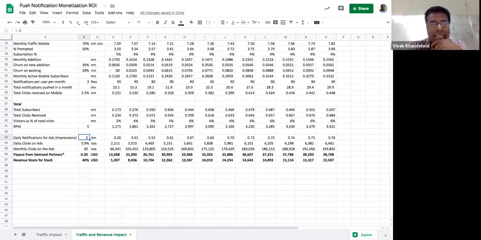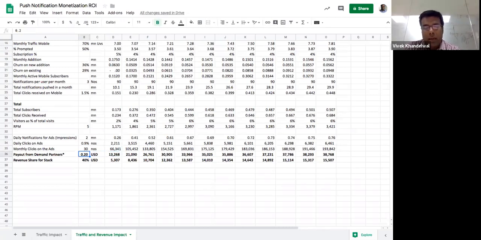Now, at 2 daily notification ads a day, you're essentially looking at a notification volume of 0.26 million in the first month itself, right? And again, at a miserable CTR of 0.9%, we've typically seen this to be in the range of 1% to 1.8%. But going conservative on this number, let's go with 0.9% and see how this translates into pure play revenue for you, right? You would generate these many clicks at a monthly level. This translates to 60,000 clicks per month at least. At a payout of 20 cents, this essentially converts to $13,000 in the first month, right?